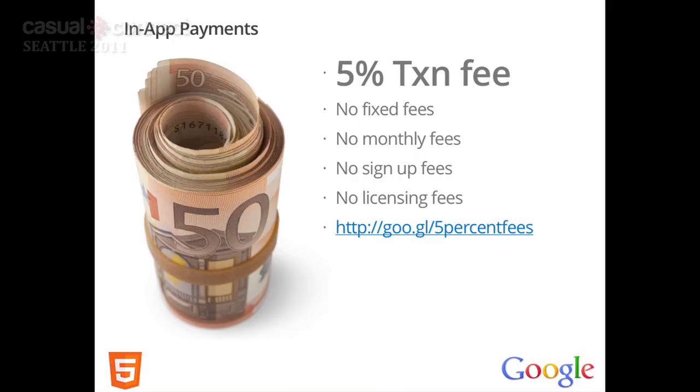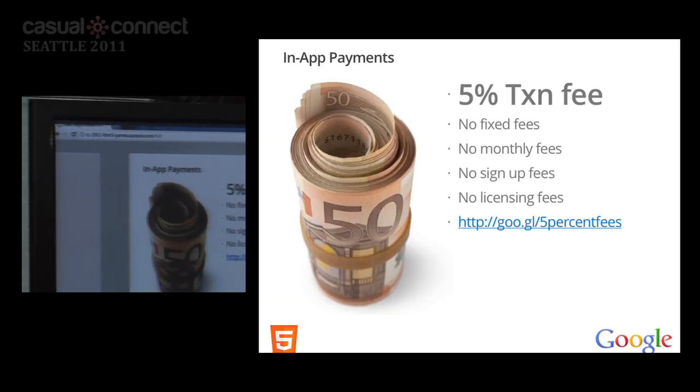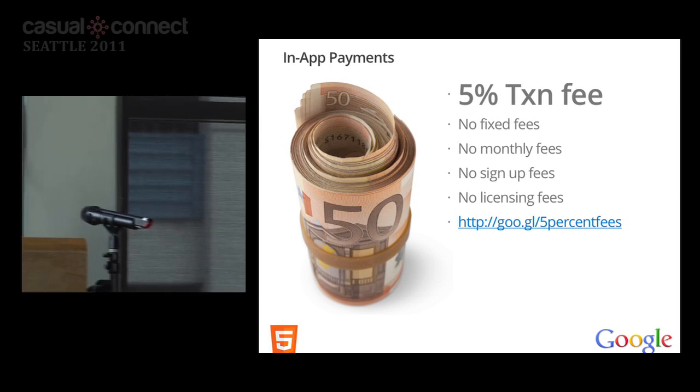I'm running out of time, so let me fly through some other things. Monetization. Hey, Google just launched an in-app payment API. It's very easy. It has very low fees. That's it, just a 5% transaction fee. There's nothing else. The API is very simple and straightforward to use. So if you're looking at your options for in-app payments, here's a good one to consider.